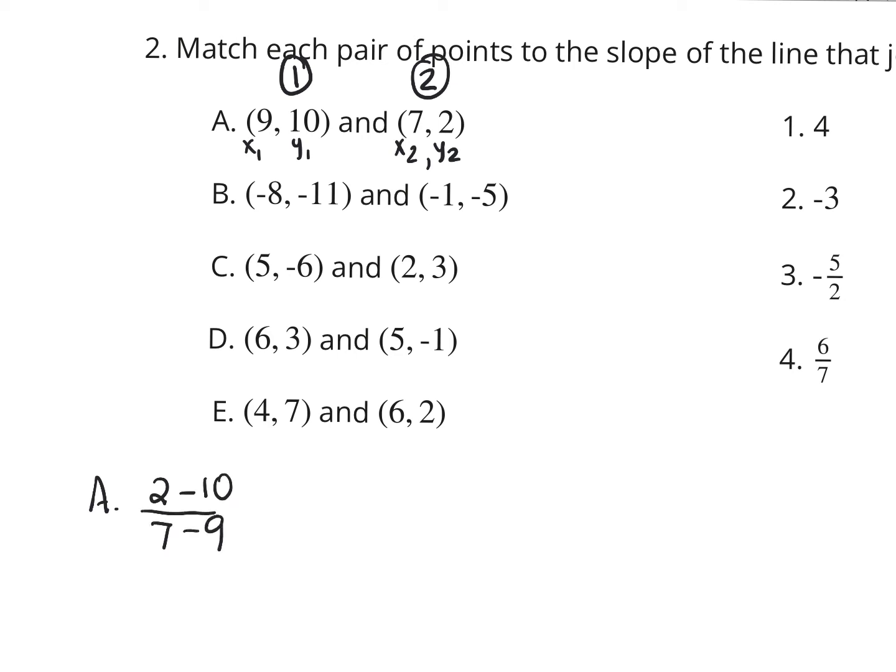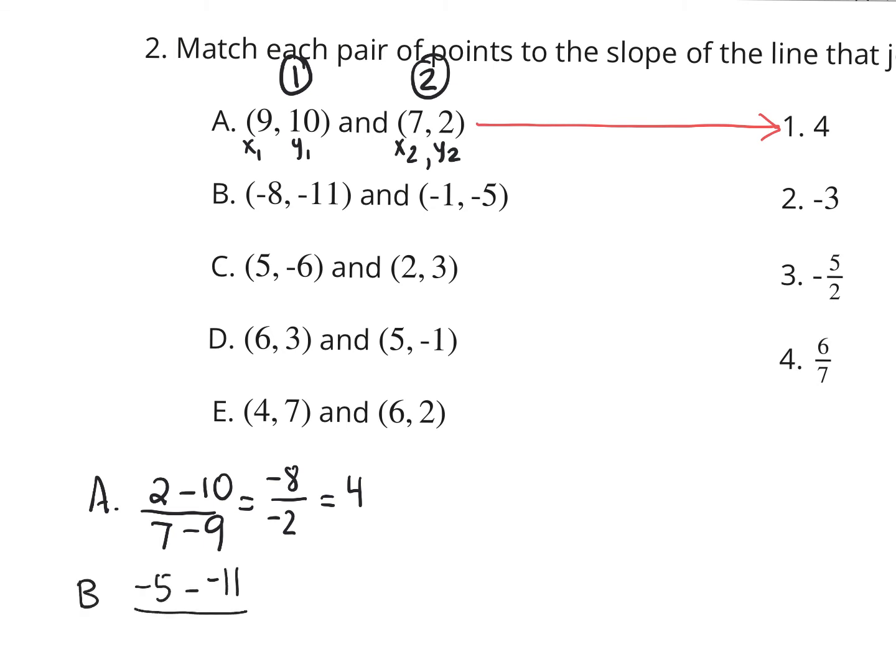So notice I'm keeping it in order. 2 minus 10 and 7 minus 9 gives me -8 over -2, which comes out to be +4. So when I connect this, I will connect to that. For choice B, I would have -5 minus -11.